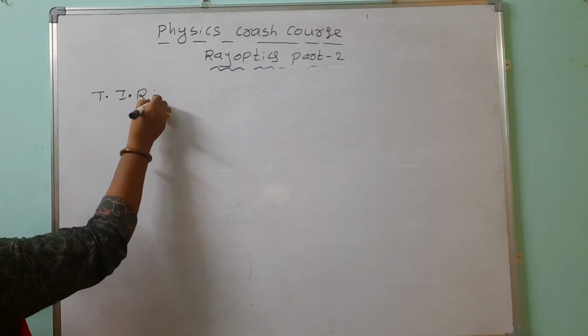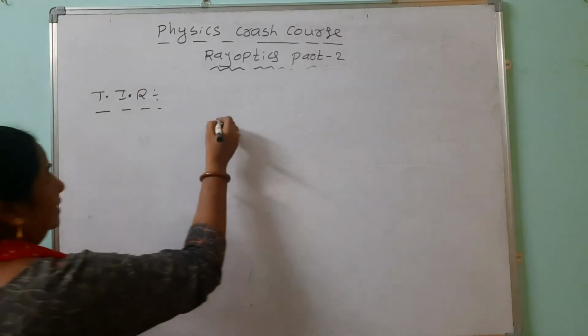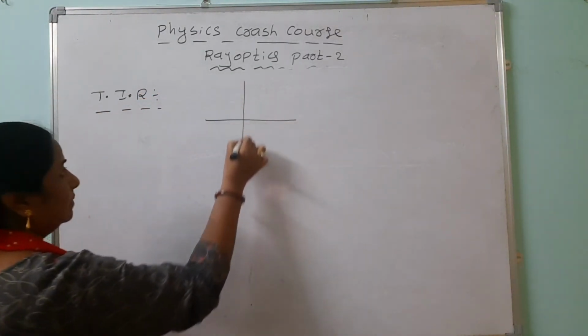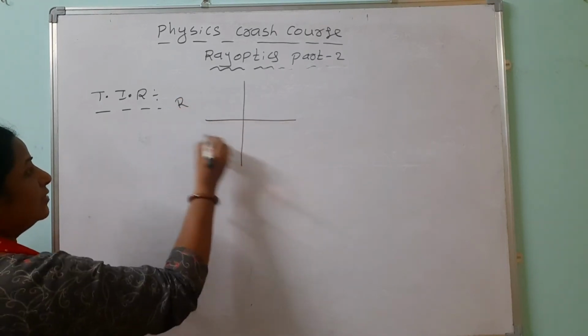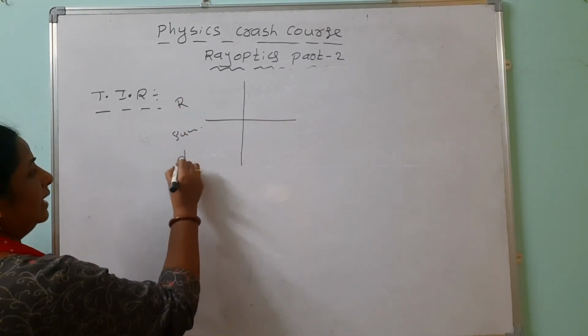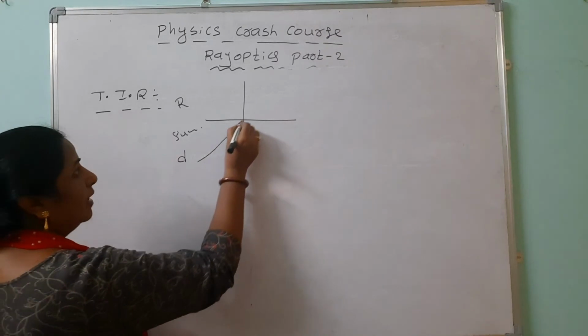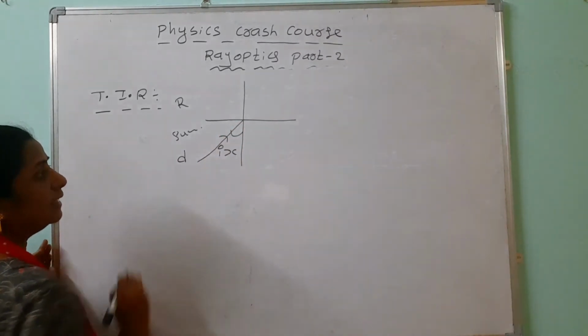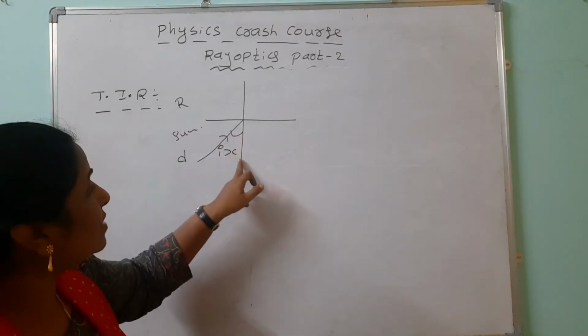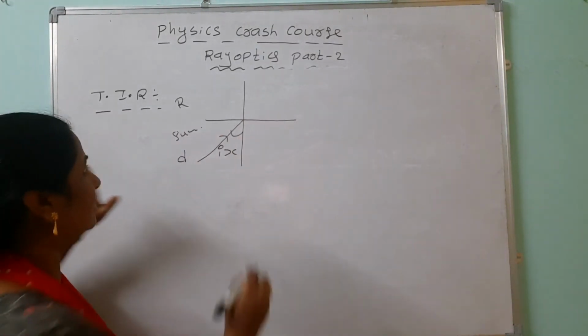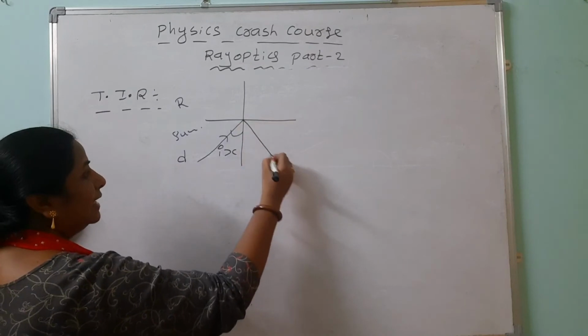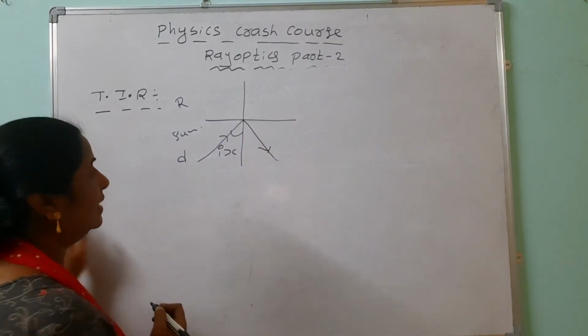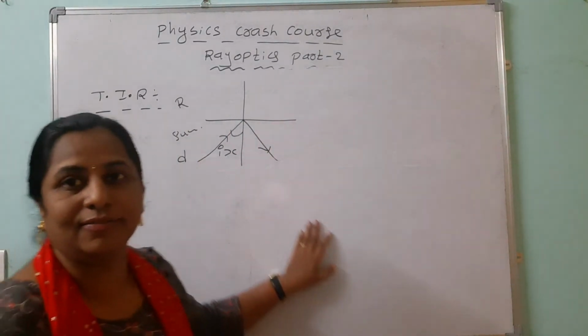TIR, total internal reflection. Look here, same. This is the normal to the surface, this is the surface, and this is the denser medium, and light falls on the surface. Here the angle of incidence is greater than the critical angle. For i equals C, it is grazing like this. Then what happens? Light comes back into the same medium. This is called total internal reflection.